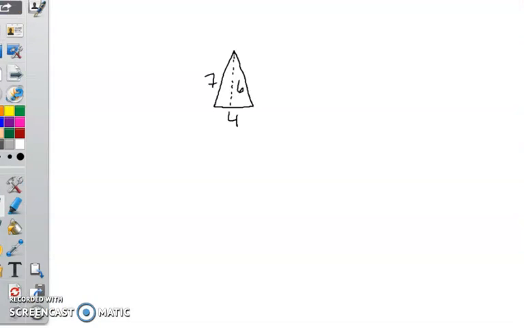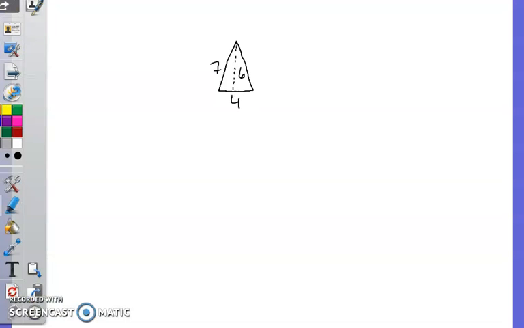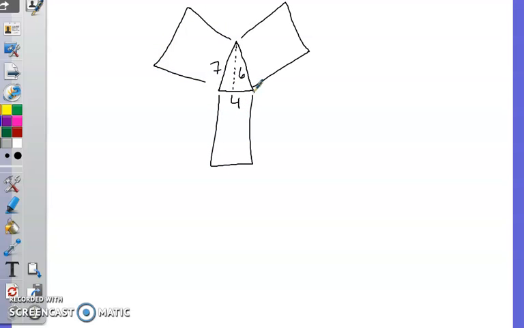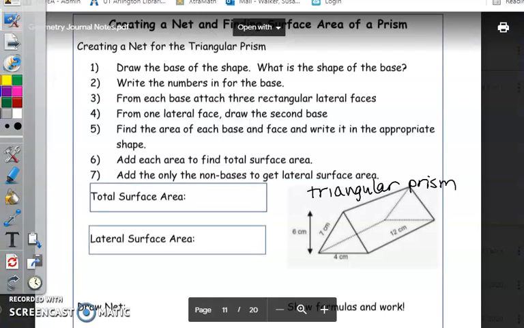Officially, there is a rectangle off of each of these. Officially, there is a rectangle. If you look here, there's one there, there's one there, there's one there. There's one rectangle off of each of these.